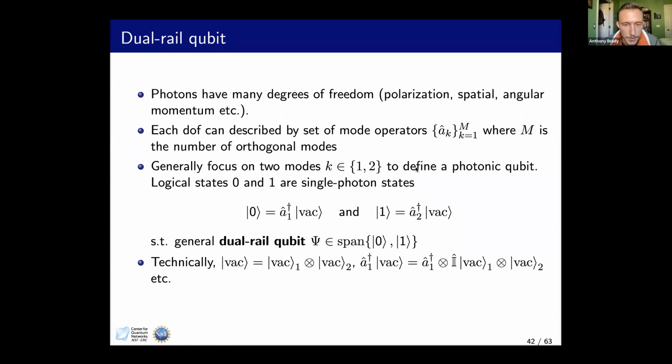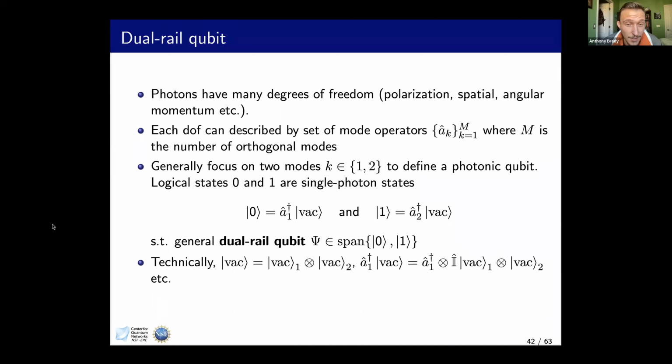Someone just mentioned degrees of freedom. Photons have many degrees of freedom: polarization, spatial, angular momentum, etc. Each of these degrees of freedom can more or less be described by independent sets of mode operators. So if you have one degree of freedom, you can describe it by a set of annihilation operators, A sub k, where k runs from 1 to m, and m is the number of modes.